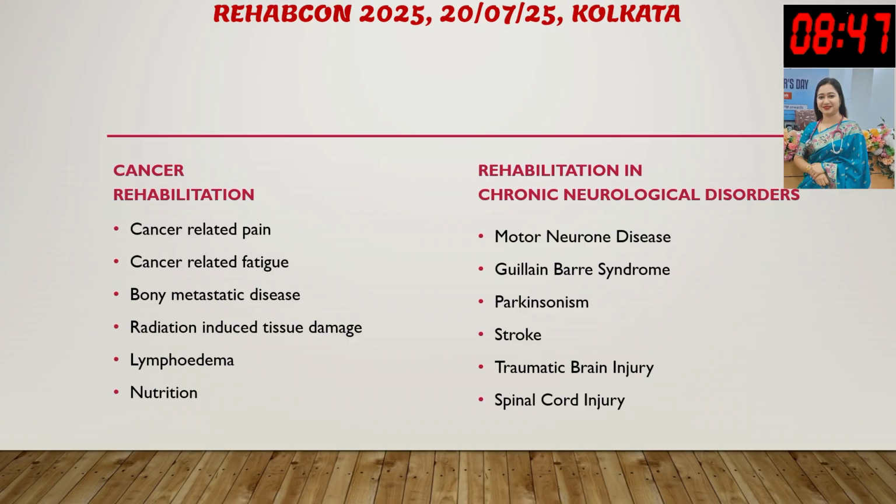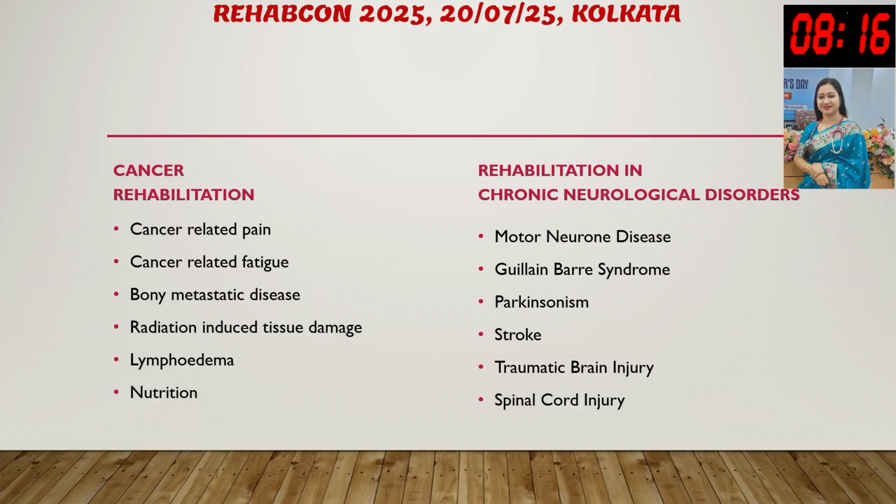Fatigue is very important and has been discussed earlier by our previous speakers. Bony metastatic disease can cause skeletal instability. So from the physiatric part, we do stabilize the spine with spinal braces, and sometimes we need to intervene by surgical methods, by spinal fixation. Radiation-induced tissue damage can be mucositis or skin damage that has to be taken care of.